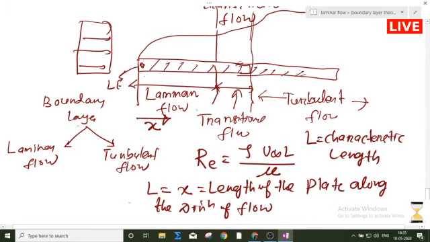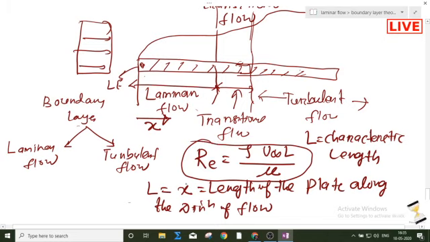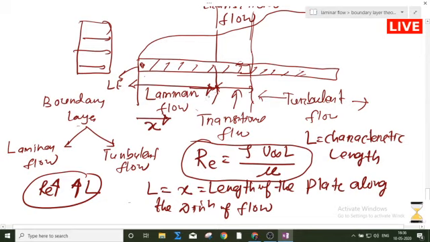So this is the Reynolds number formula by which you can find the value, so that we can find the nature of the flow. You can observe, if this length is increasing, the Reynolds number is also increasing. This means the laminar flow is gradually converting into turbulent flow.